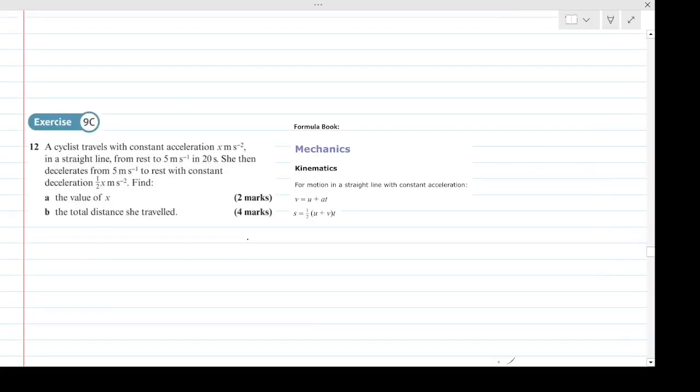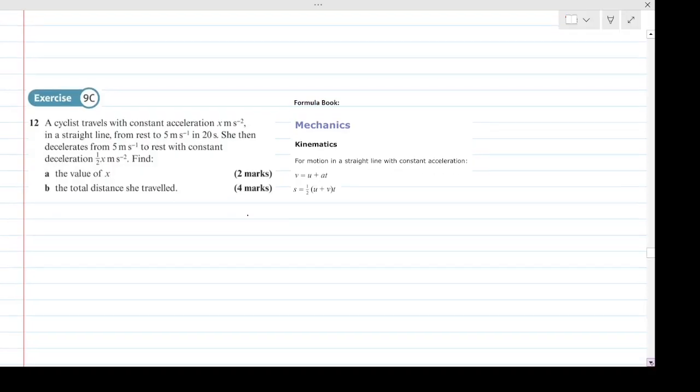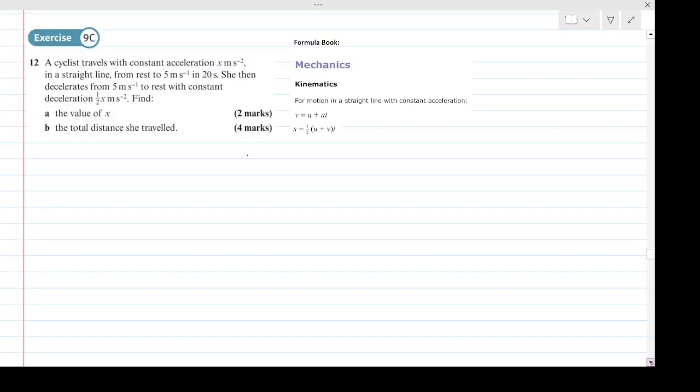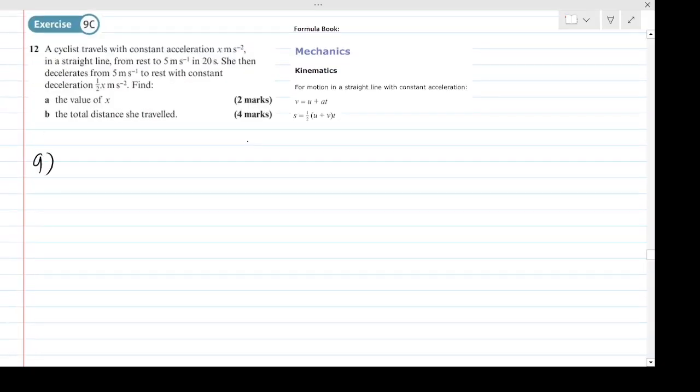Okay, so we've got this question here, and we're told a cyclist travels with constant acceleration x from rest to 5 meters per second in 20 seconds. She then decelerates from 5 meters per second to rest with constant deceleration a half x. We need to find x. Okay, so again, let's just jot down the information we're given.